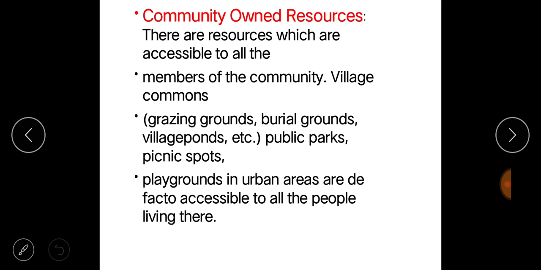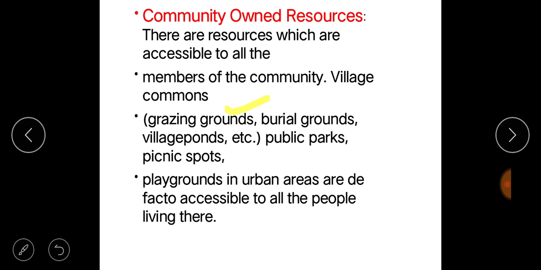And another is the community resource. These are the resources which are accessible to all the members of the community. You can say they are common to all. For example, grazing grounds where we can graze our cattle.